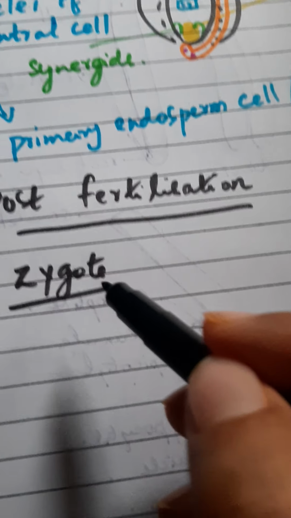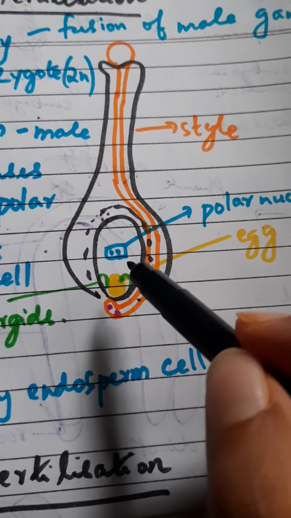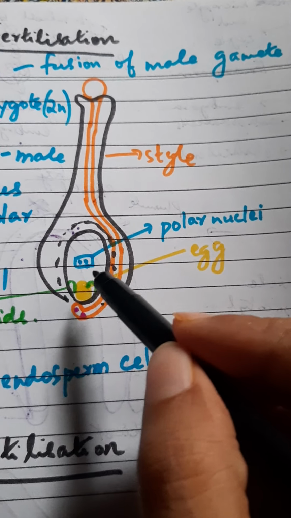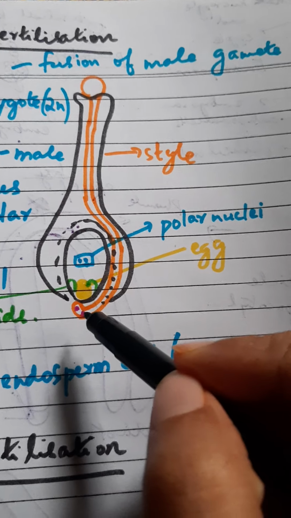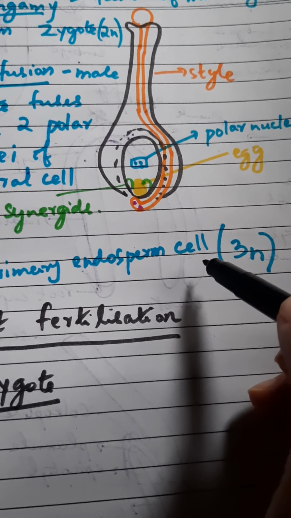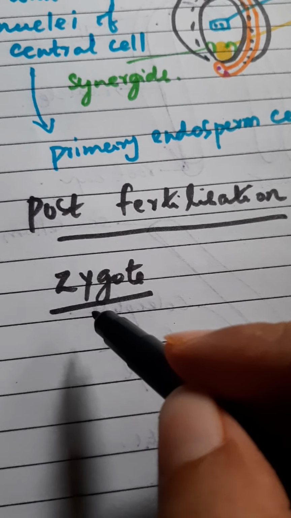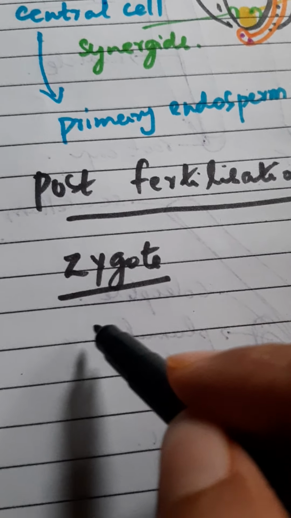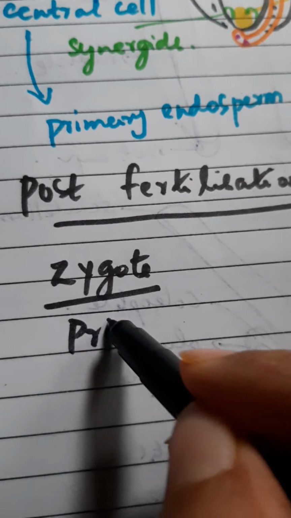Then we also learned that as a result of triple fusion, the central cell joins with the second male gamete to form a primary endosperm cell. So that means a central cell after post-fertilization will become primary endosperm cell.